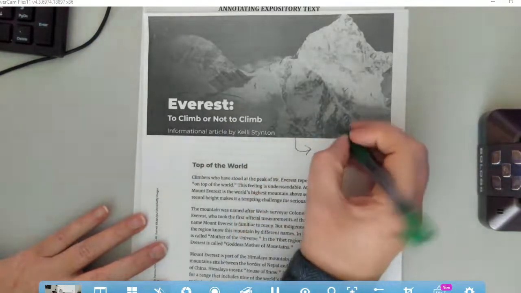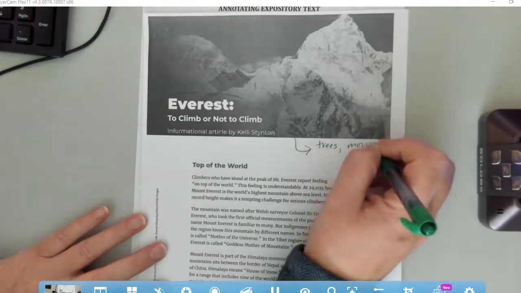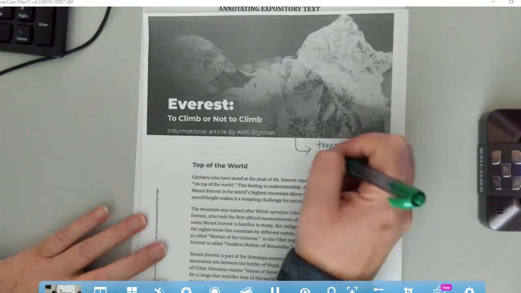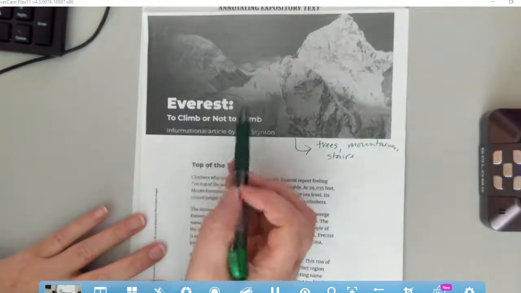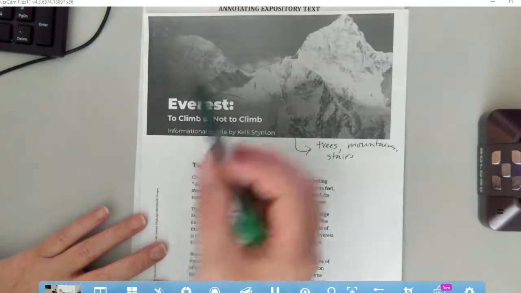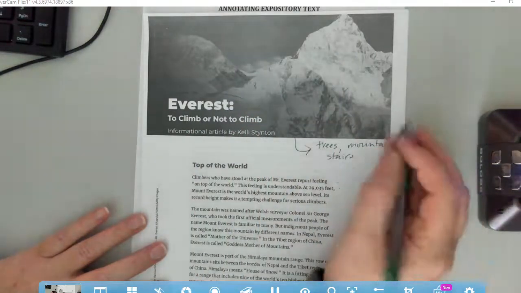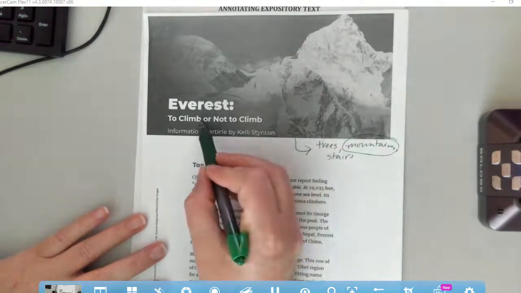So I know that there are lots of things that I can climb, like trees, mountains, stairs. If I'm just looking at to climb or not to climb, but my background knowledge says I know that there's such a thing called Mount Everest. And then when I look at the picture, I see, oh yeah, this is definitely going to be about mountains, and maybe whether or not you should climb mountains.